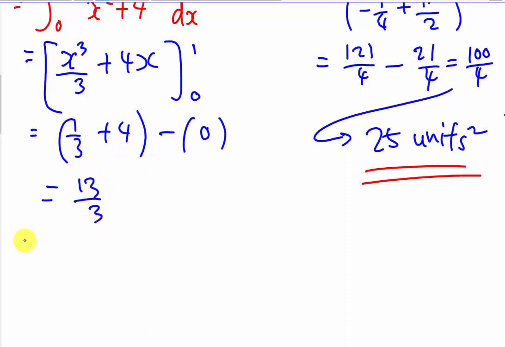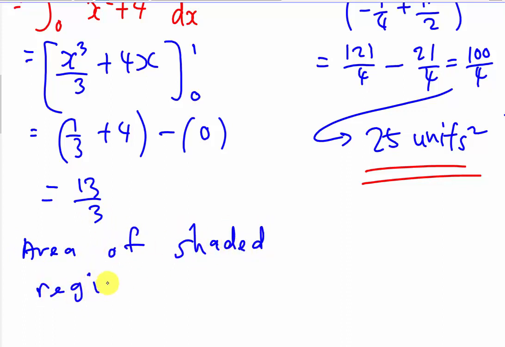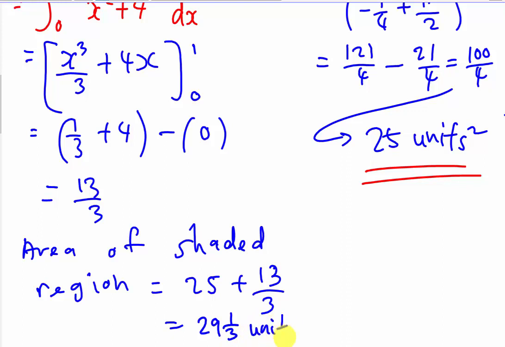Alright, so for the area of the shaded region, you just add them together. So you will have 25 plus 13 over 3. Then you can easily get your answer, which is 29 and 1 over 3 unit square.